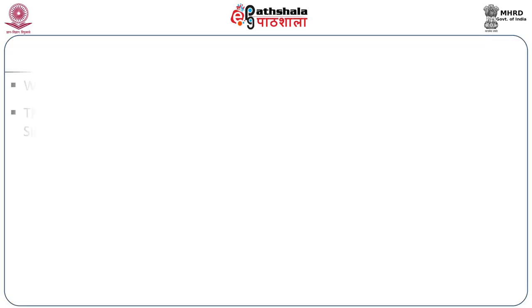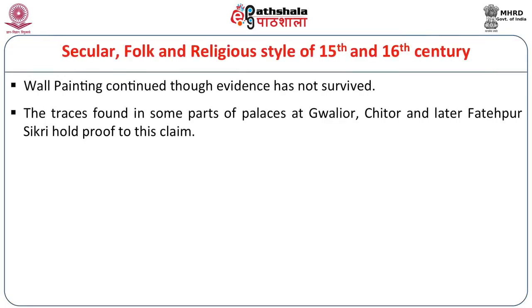The main problem of this group of painting is the date and the provenance. Neither do the illustrations have dates nor the provenance of the group. So the evolution of this group is very difficult to ascertain. But it, of course, was in the line of the continuity of wall painting. We understand that the history of wall painting goes back to ancient India, and it definitely continued in the medieval period, but of course we have very little examples left. The traces are found in certain palaces of Gwalior, Chittor, and Fatehpur Sikri, but we cannot name them within this group.